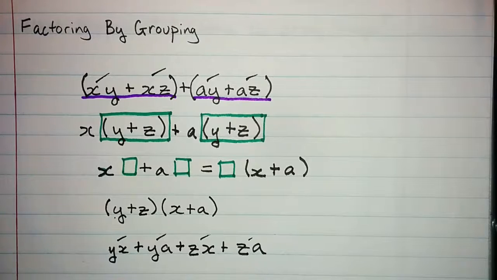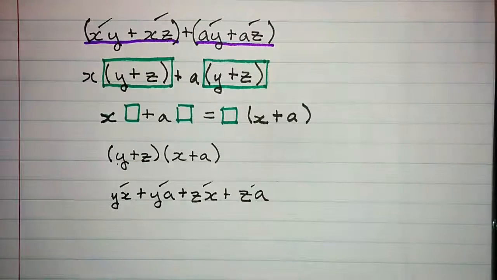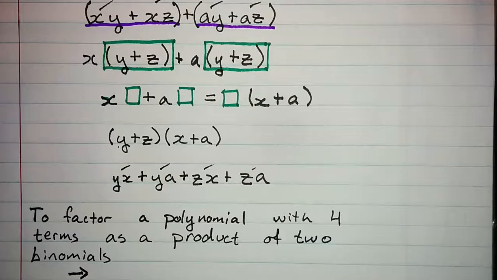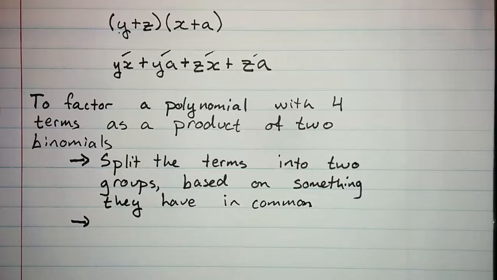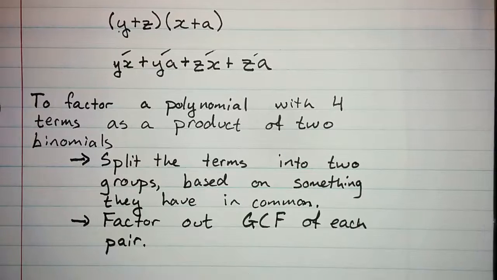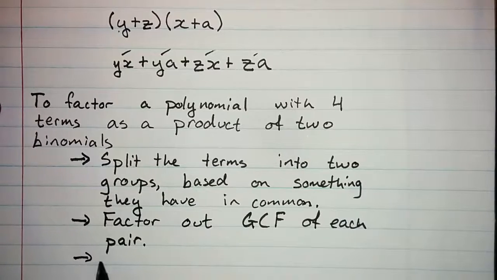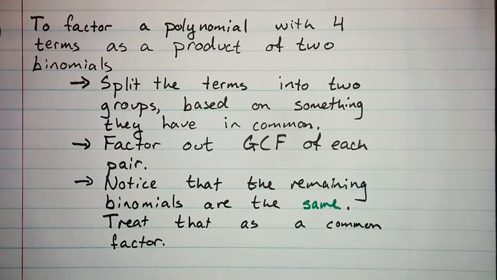So what have we done? We started with a polynomial with four terms. First, we split the terms into two groups based on something they have in common. Then, what did we do? We factored out the greatest common factor of each pair. And then, what was our last move? We noticed that the two remaining binomials were the same, and we treated that as a common factor.